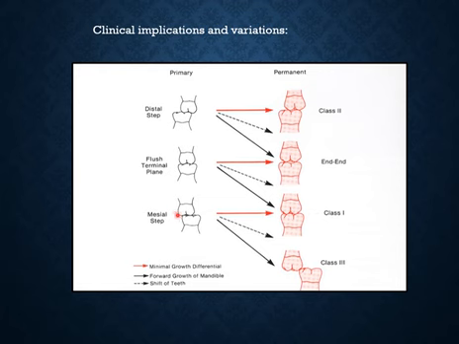While the mesial step, here the mesial step between the primary second molars, if there is minimal differential growth of the mandible, it will develop into a class 1 permanent first molar relation, or can develop in the future into a class 3 relation. Mesial step goes to either class 1 if there is minimal differential growth, or if there is forward growth of the mandible, it will develop into class 3.